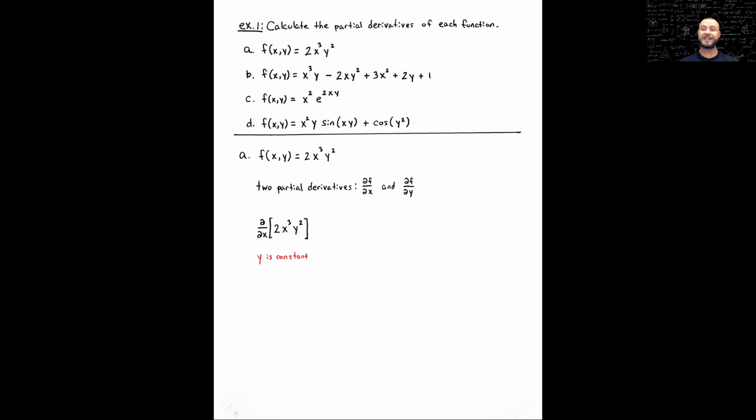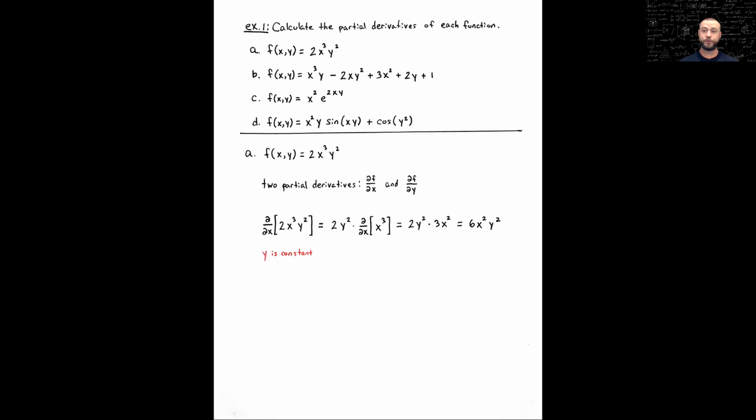All right, so let's calculate the x partial derivative of this function first. Make sure you recall and realize when calculating an x partial derivative, y is a constant. Now, back to Calc 1, what can you do with constant multiples? You can pull them out in front of the derivative. That works for ordinary derivatives, and it also works now for partial derivatives. Just keep track of what are the constants or constant multiples. Here, it's 2y squared.